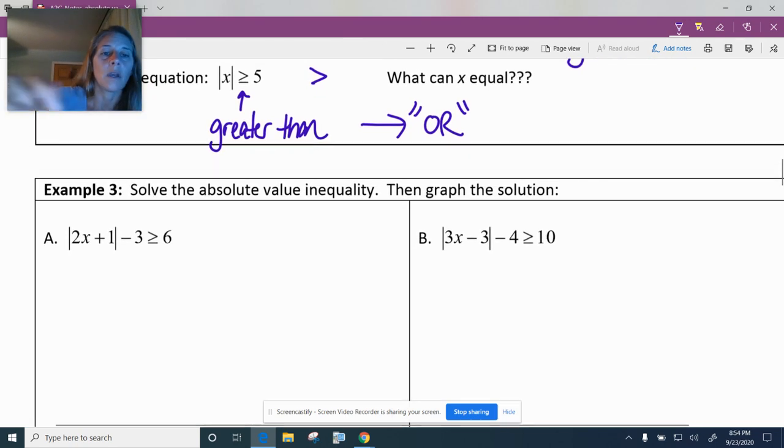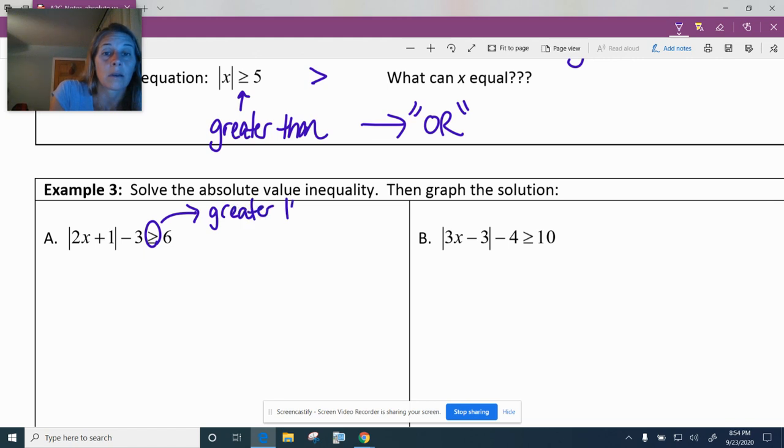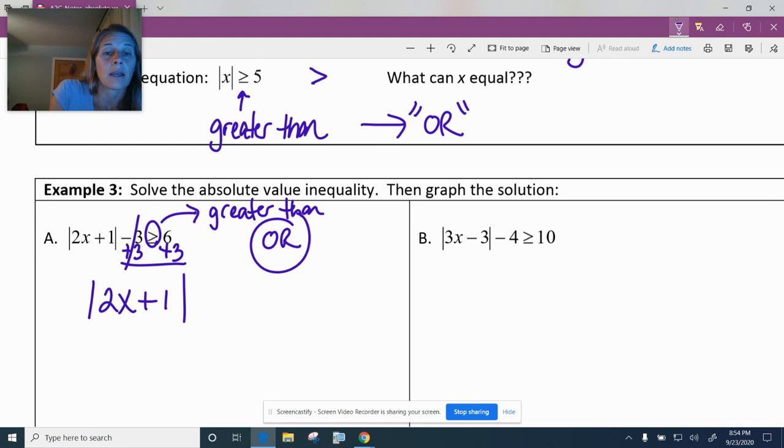Okay. So first thing you want to do is check and see, okay, what is my inequality? So my inequality here is a greater than sign. So we know it's going to be an or problem. Okay, before we actually can solve anything though, same rule applies here. We have to get the absolute value by itself. So we have the absolute value of 2x plus 1 is greater than or equal to 9. Okay, so now the only difference comes in here.